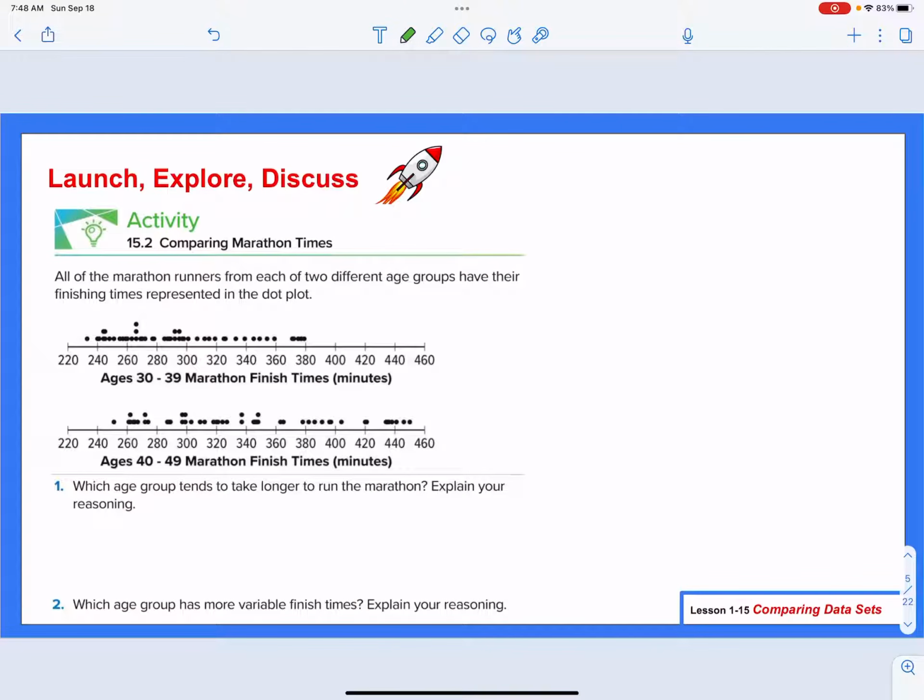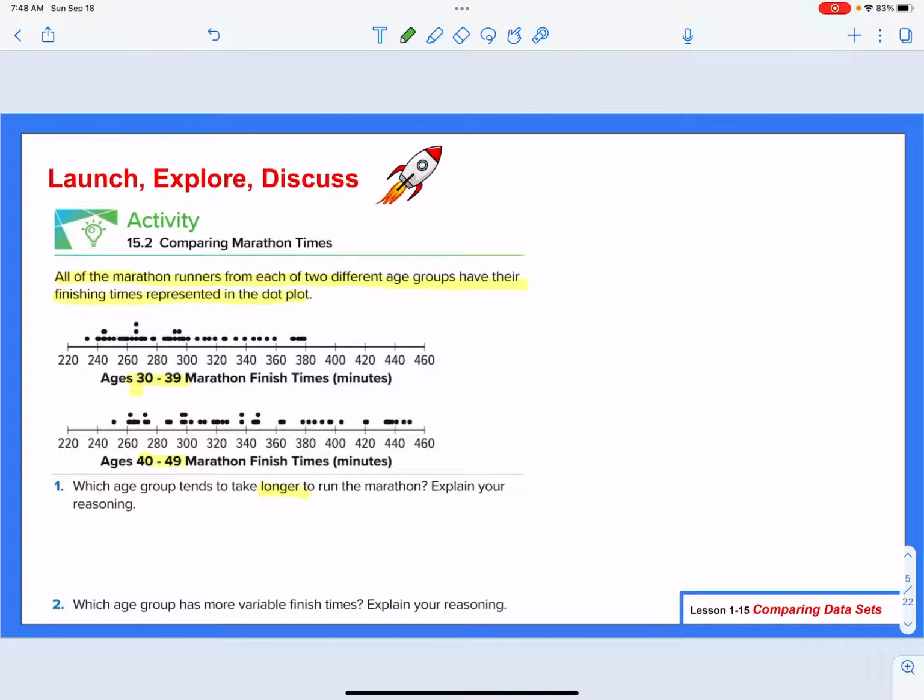All right, activity 15.2. Says all the marathon runners from each of the two different age groups have their finishing times represented by the dot plot. All right, so ages 30 to 39 and 40 to 49 with their times. Which age group tends to take longer to run the marathon? And explain your reasoning. All right, so which one seems to be longer? Well, longer means it's going to have a greater time, a larger time.